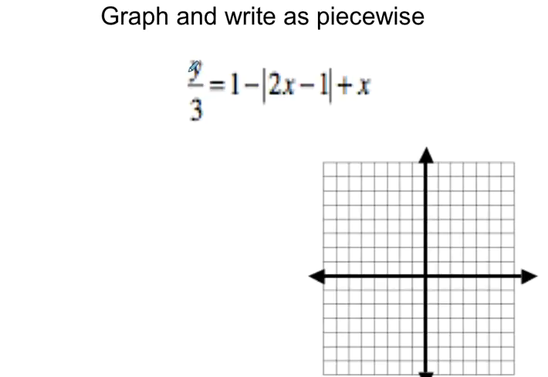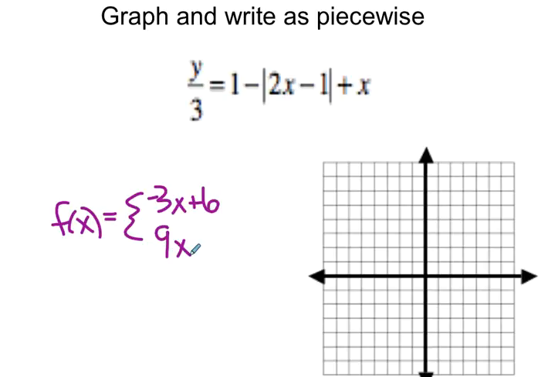All right, last one. Again, I really want you to try this one on your own. I'm just going to give you the answer for this one so you can check it when you are done. All right, if you guys did this one correctly, you should have gotten negative 3x plus 6 and just 9x, which is interesting.